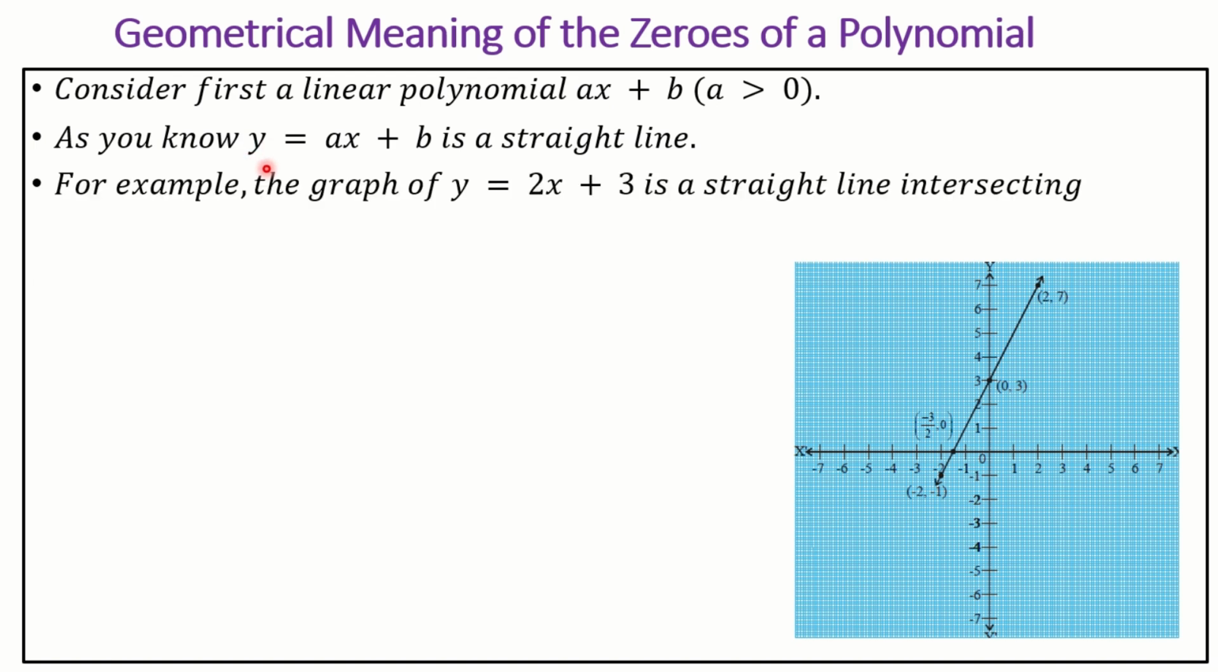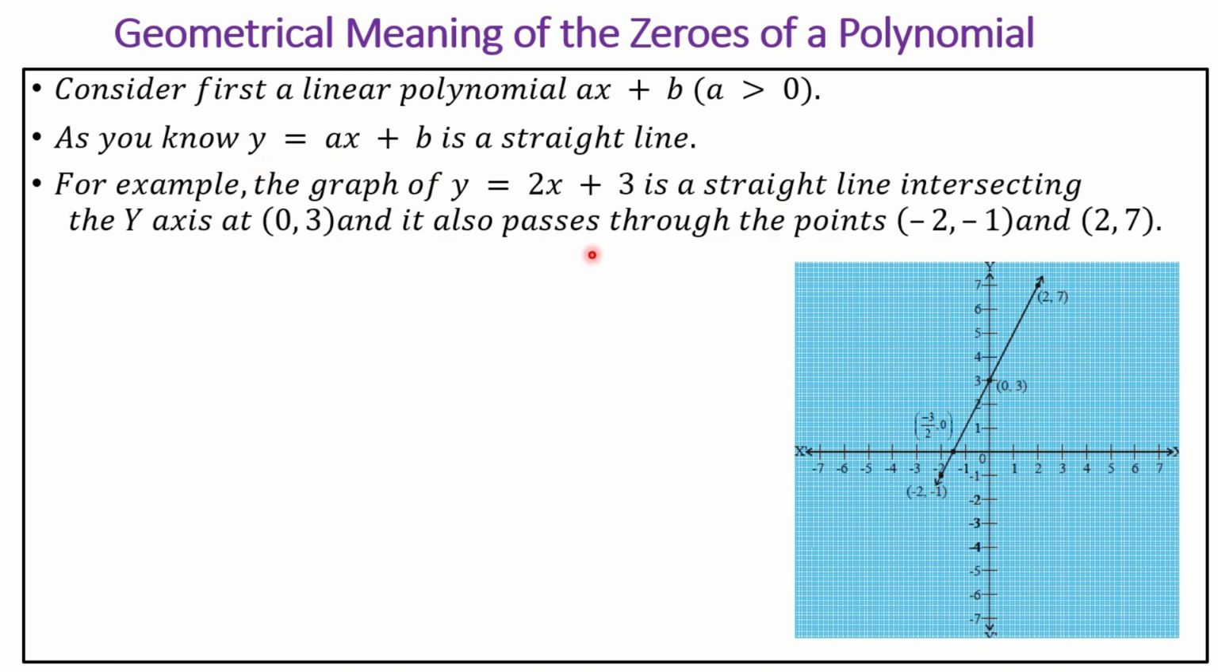Okay, an example is given here. Y equal to 2x plus 3 is a straight line intersecting the y-axis at 0 comma 3, and passes through points minus 2 comma 1 and 2 comma 7. So you substitute these values, then you will understand. It is going through 0 comma 3. So for x equal to 0, y is 3, correct. For x equal to minus 2, y is minus 4 plus 3, that is minus 1, correct.